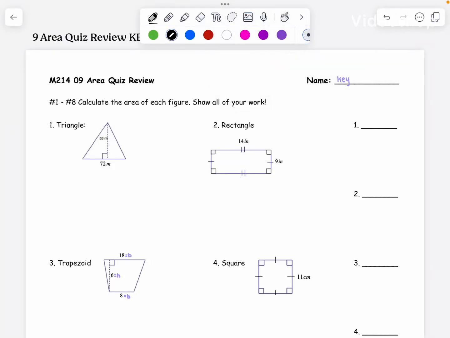All right, today we are talking, let's see, we've got Chapter 9 Area Quiz Review. We're doing area of some shapes, and yes, you're going to have a note card with all the formulas on them. I'm going to go through the odds, and then in class we're going to go over the evens, okay?